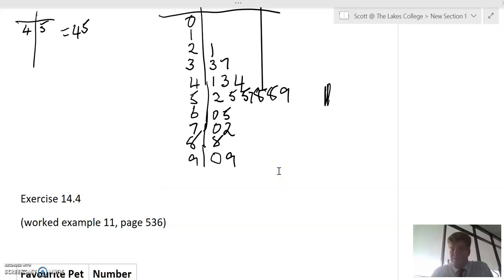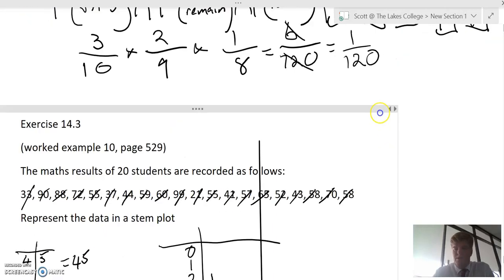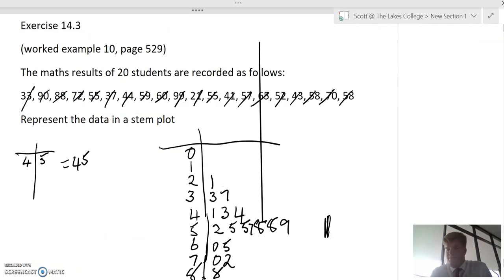G'day, Year Nines. We're now going to go through and have a look through the problems around using data and some statistics.